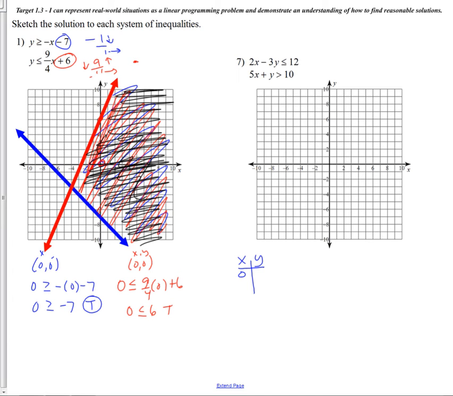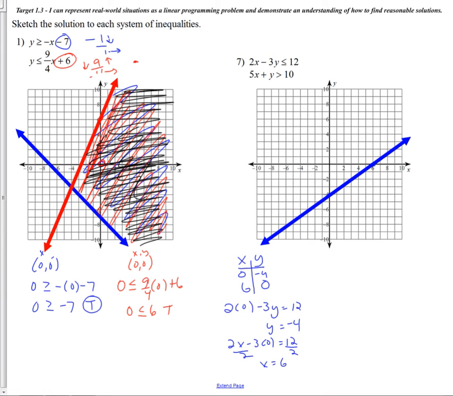So 0 for x. That means y is equal to -4. That's right here. And 0 for y gives me, let's see, 2x. I'm going to divide by 2. I get x equals 6. That is right here. This is a less than or equal to, so it's a solid line again. And I'll draw kind of long and then move it up here. And let's figure out which way to shade.